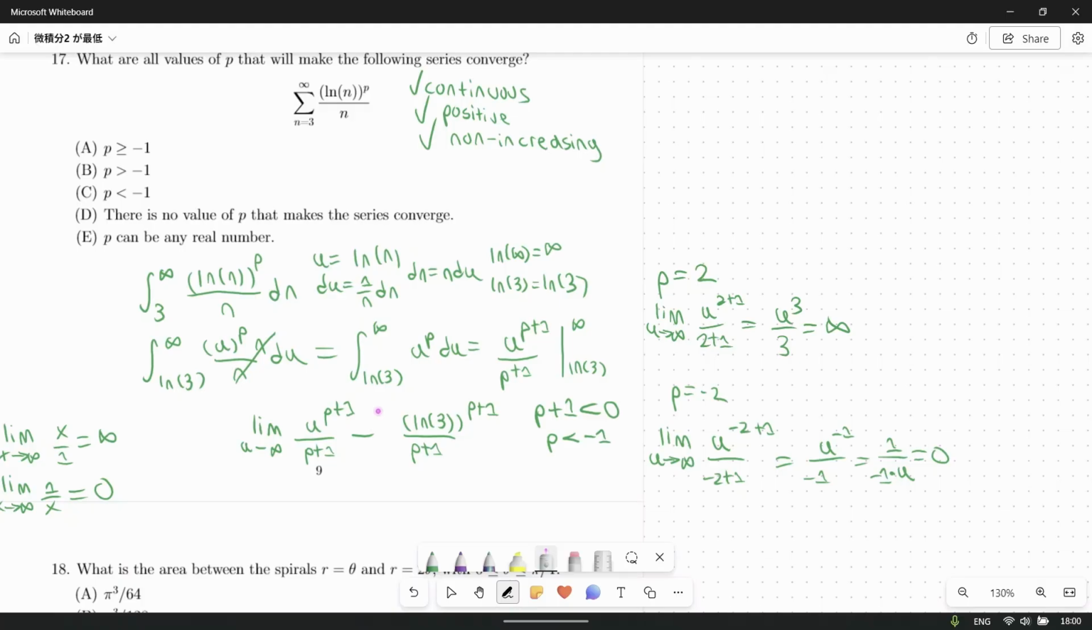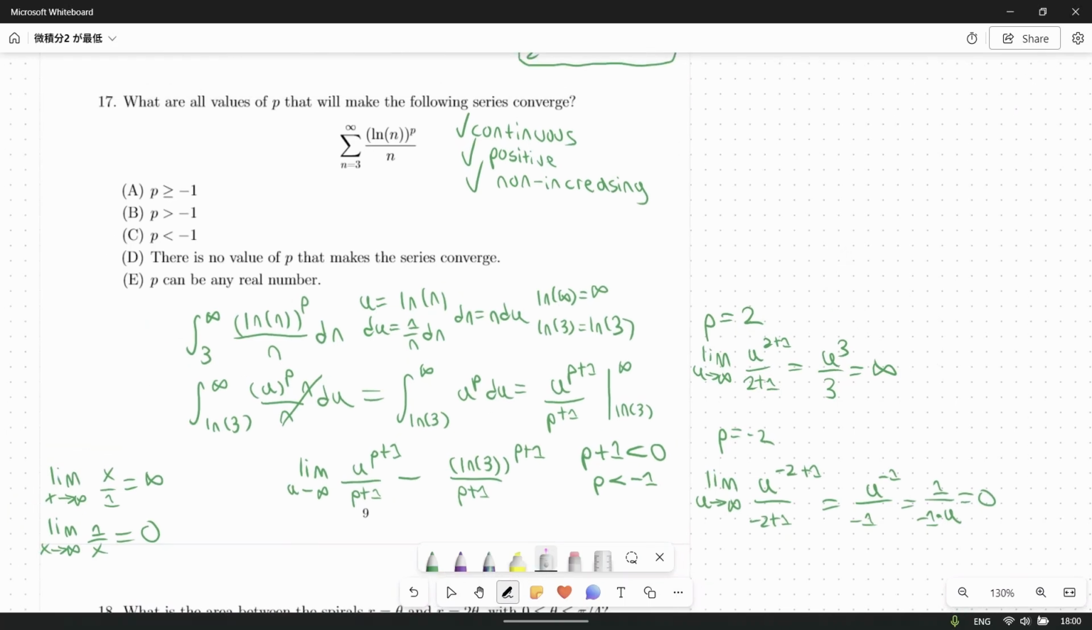I should also mention, the reason why it has to be strictly less than negative 1 and not less than or equal to negative 1 is because if you look at the case of where p is equal to negative 1, you're going to end up with two fractions that divide by 0, and you can't divide by 0. And so that's why it has to be strictly less than negative 1. So comparing that with our answer choices, the answer to this question is going to be C.